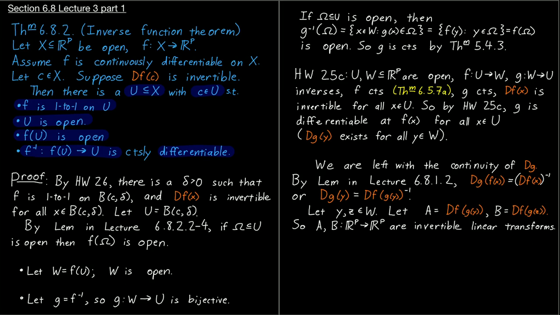Invertible linear transformations, invertible linear functions. Now let's let V be a vector. And then A inverse of V minus B inverse of V, we can write that as A inverse of V minus A of A inverse of B inverse of V.